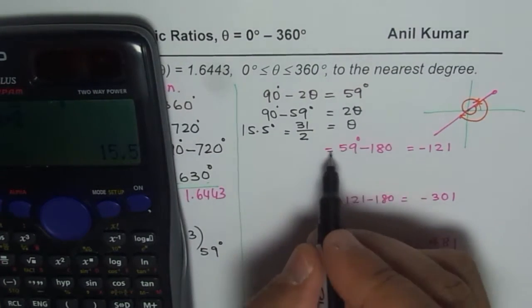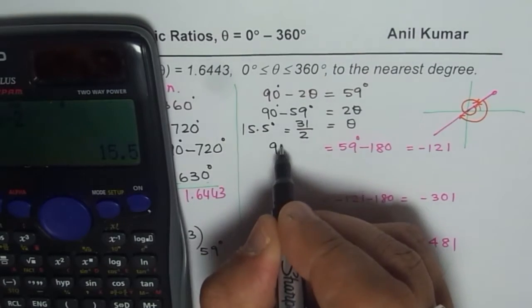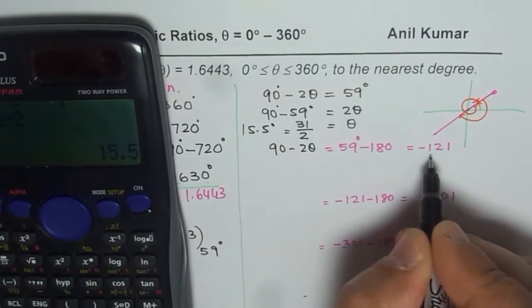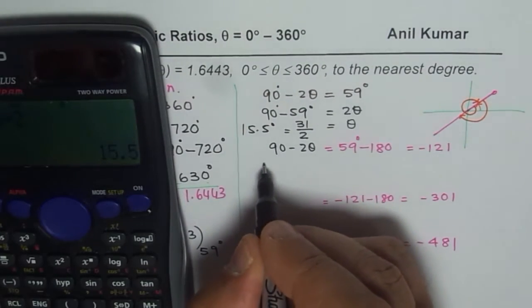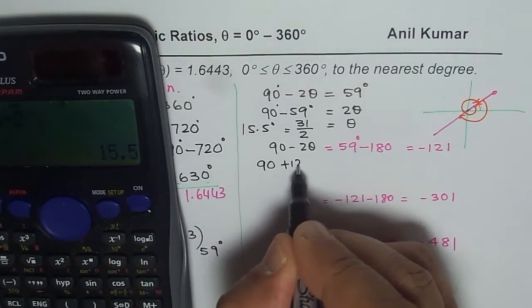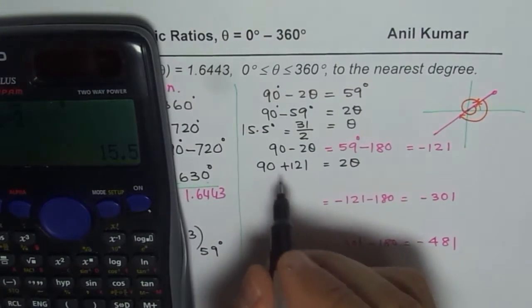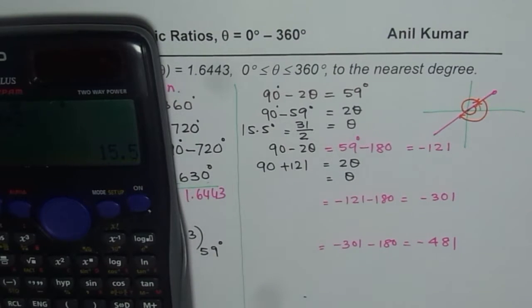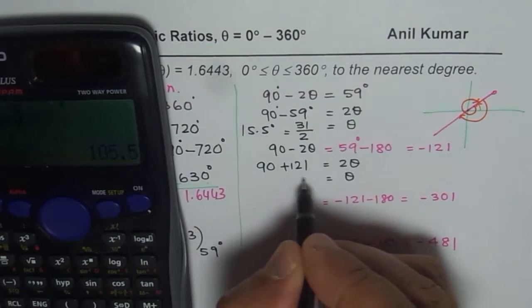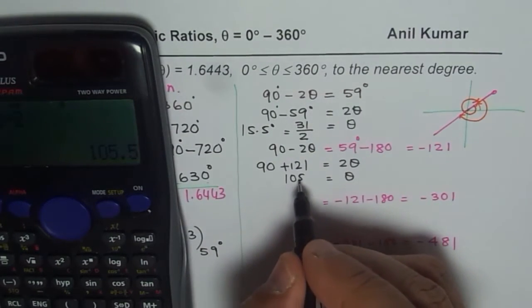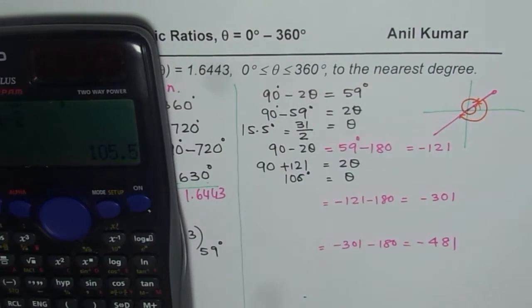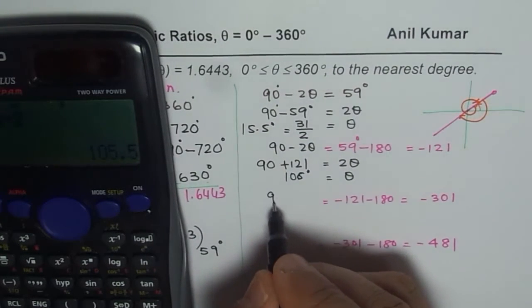You get the point. Similarly, we are going to find all the different answers. Let me write this as 90 minus 2 theta is equal to minus 121. To solve for it, we say 90 plus 121 is equal to 2 theta. So theta is equal to 121 plus 90 divided by 2. We get 105.5, and we have to write the nearest degree, so we'll write 106. So 106 degrees. Do you get the point? Likewise, you do it for all these values.